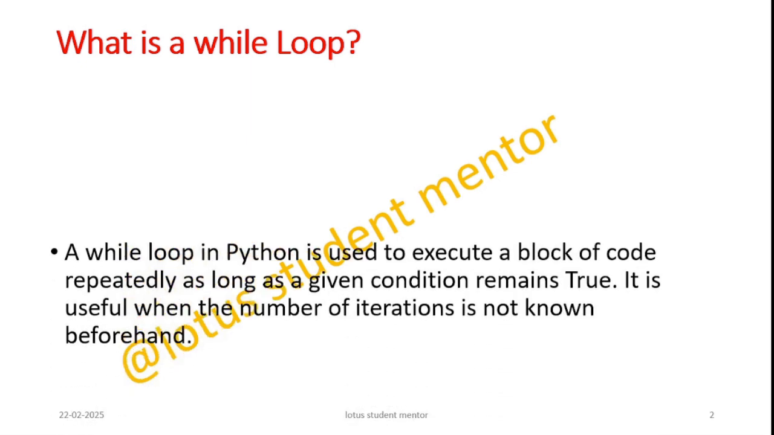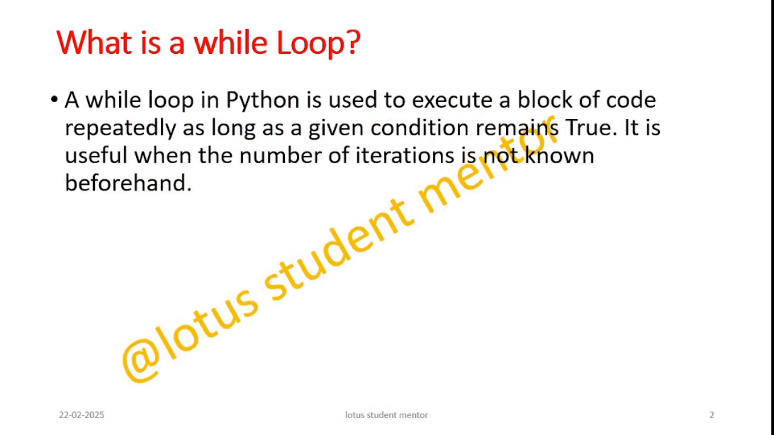What is a while loop? A while loop in Python is used to execute a block of code repeatedly as long as a given condition remains true. If it is false, termination takes place from the loop. It is useful when the number of iterations is not known beforehand. That's why a while loop is also known as an indefinite loop, whereas for a for loop, we know the number of iterations beforehand. That's why a for loop is known as a definite iteration loop.